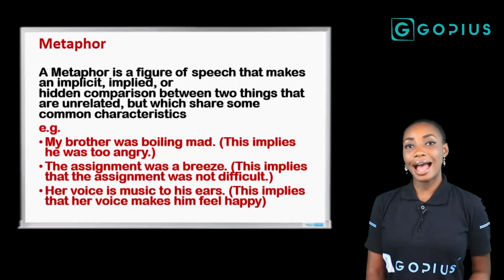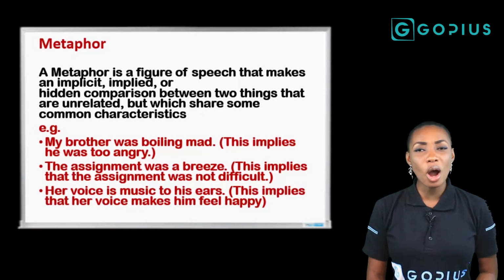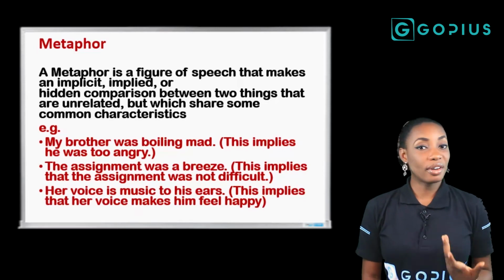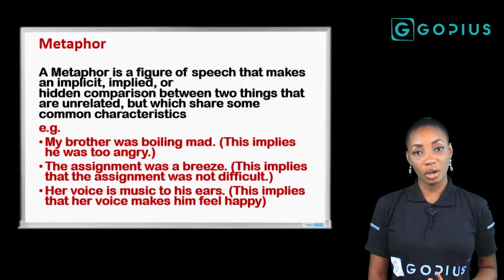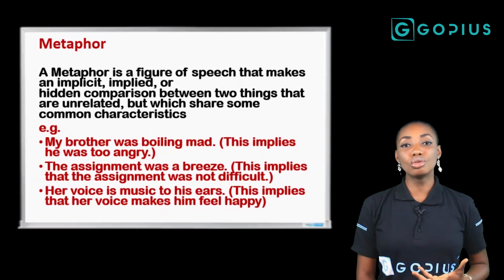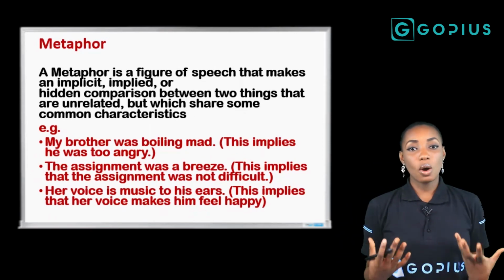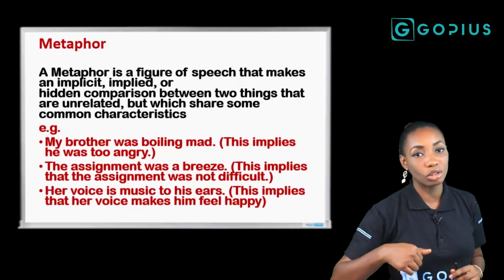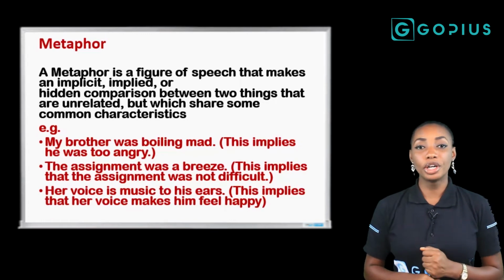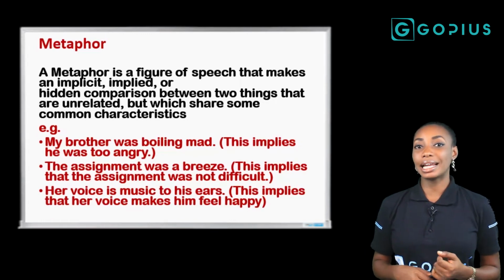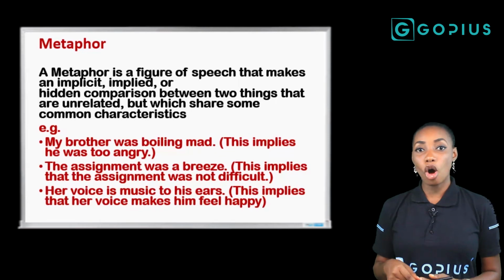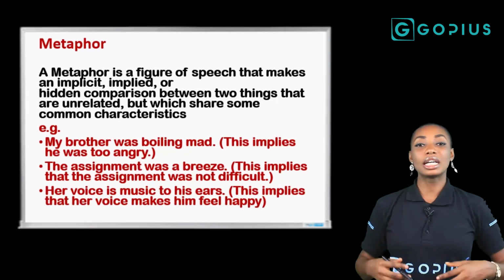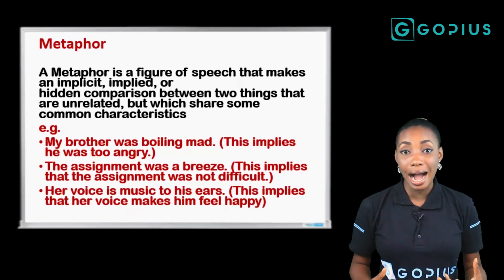Okay, so the example we have is, my brother was boiling mad. He's just trying to say my brother was very angry. But why did he use boiling? When water is boiling, when oil is boiling, you know it's very hot, you cannot touch it, it's going to burn you. So he's trying to say that his brother's anger was that hot that you dare not go close to him. He's going to do something to you.